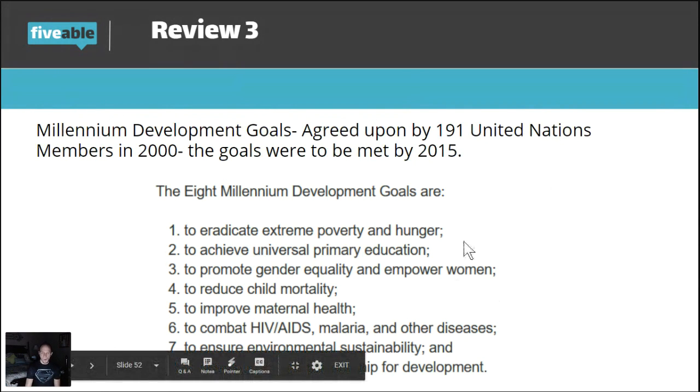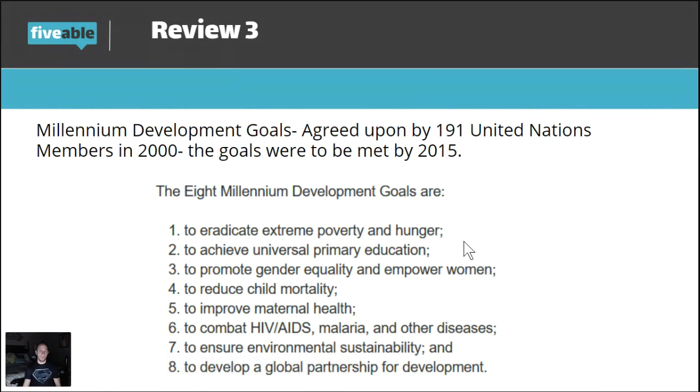Reduce child mortality. You want more kids living. You don't want babies dying. And in some of the poorest places on earth, you still had babies dying, like tons of them. You also want to improve maternal health. Again, women that have children, you want to make sure they're going to be okay. That should be a basic, right? Everyone should have access to that.